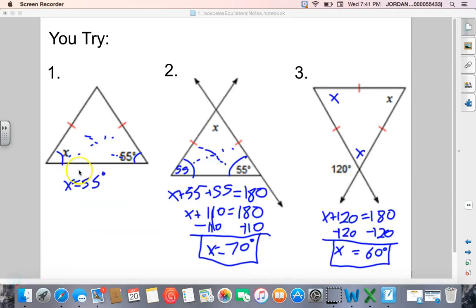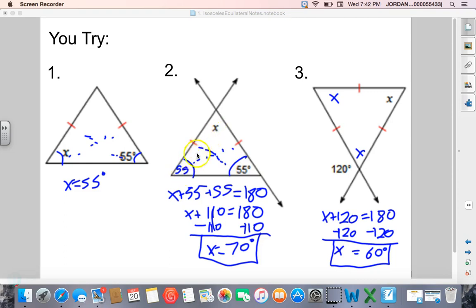Alright, so right here you've got two sides that are equal, and we know that the angles opposite them must be equal, so then x must equal 55, and we're done. And on this one, you've got two sides equal, so the angles opposite them must also be equal. Since this one's 55, this other one must also be 55.